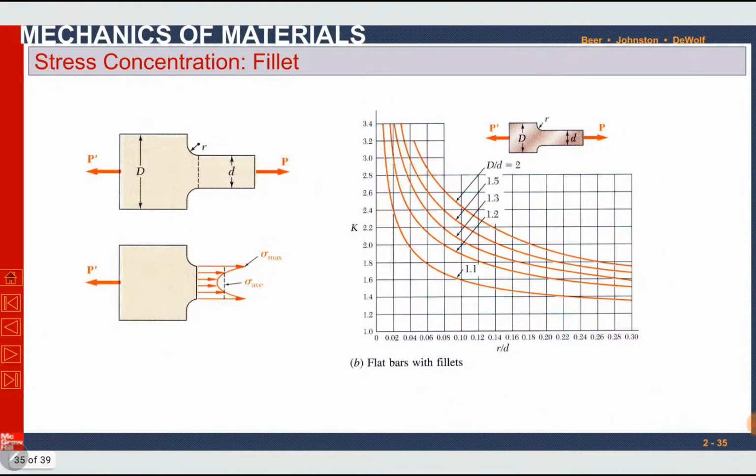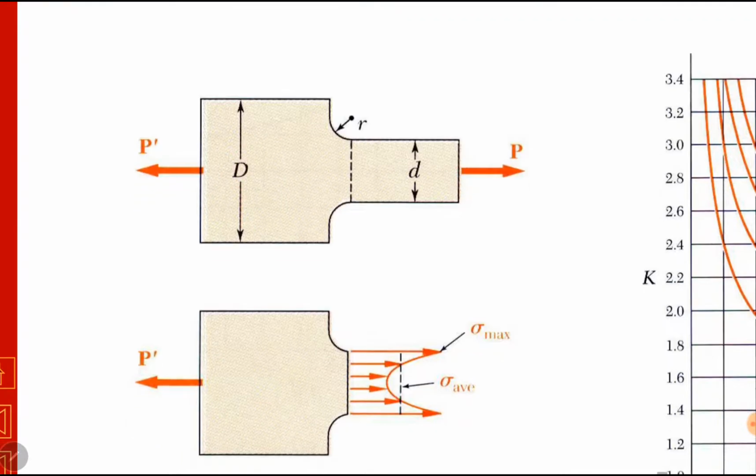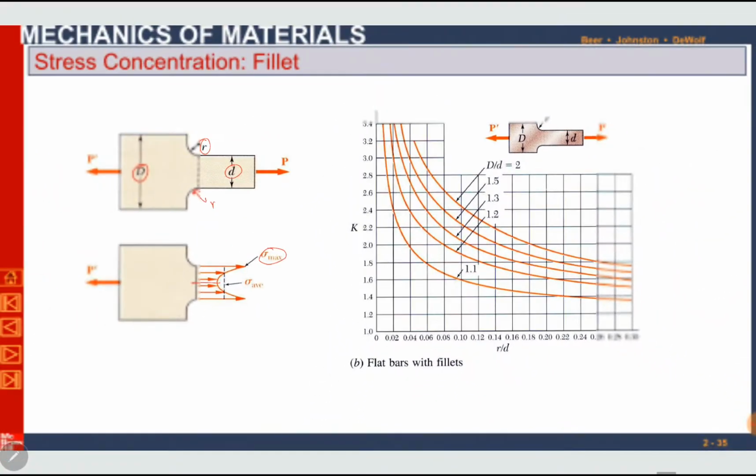Another special case is the fillet. How to find stress concentration at a fillet? So here are fillets of radius r. This will also be r. There are two widths, capital D and small d. You can see stress will be maximum around the fillet point and it will be minimum in the center. We can find the average. Again, the same expression can be used: K is equal to sigma maximum over sigma average. Sigma average is equal to force by area.